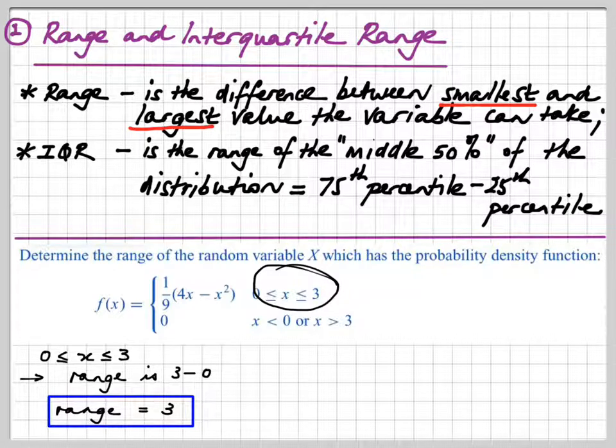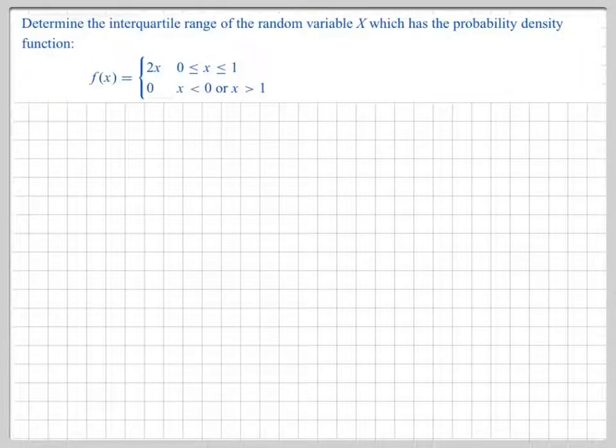Great. We're going to go over the page now and do an interquartile range. That sounds very exotic, doesn't it? Determine the interquartile range of the random variable x, which has the probability density function of that. Now, we know how to find percentiles because we did it in the last video. Didn't you watch it? Well, go back and watch it.